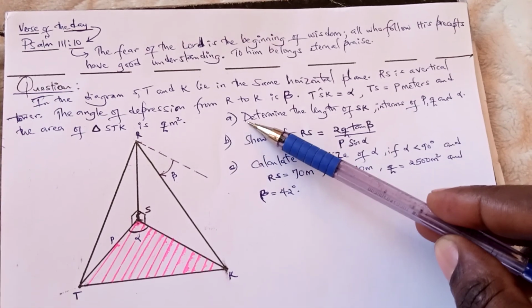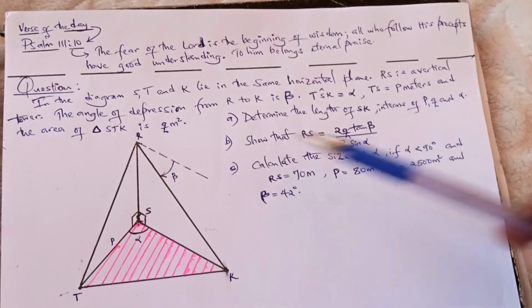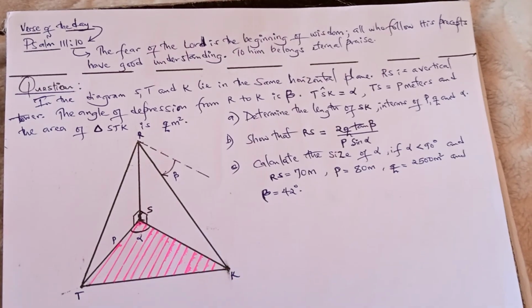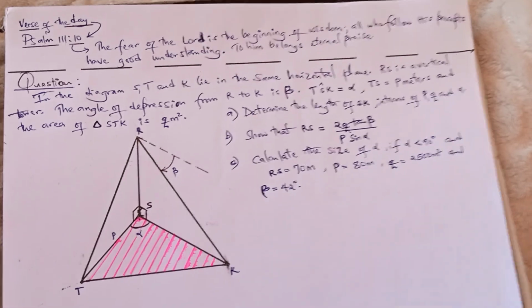So what is required in this challenge is to determine, first of all, the length of SK in terms of P, the area Q, and alpha. That's the first question that we are going to look at first.